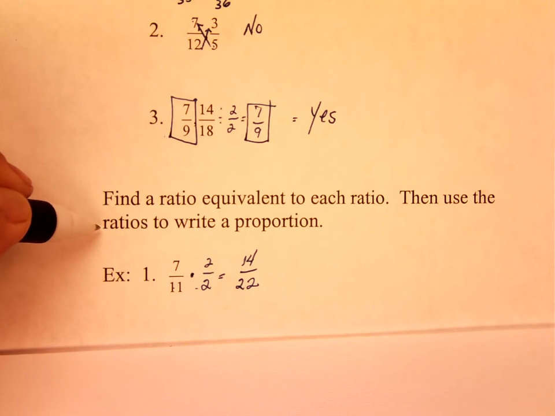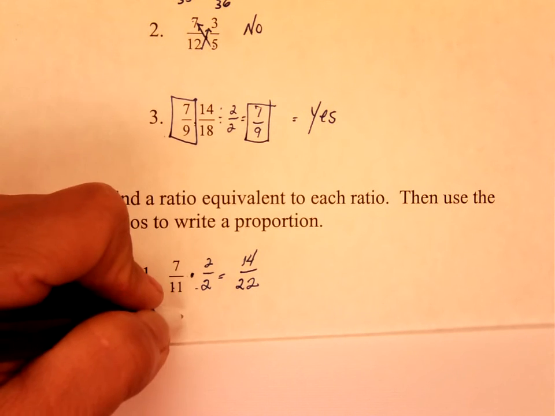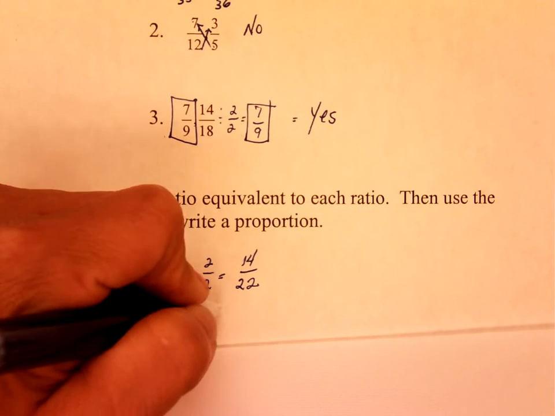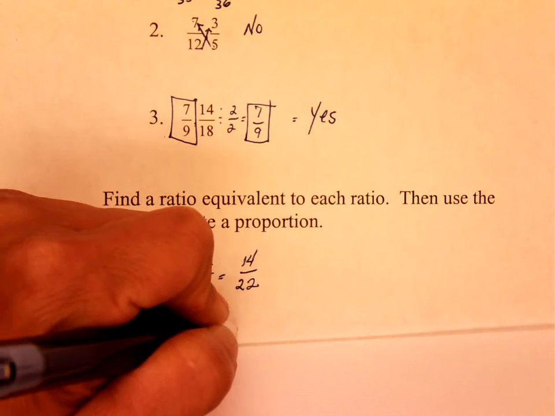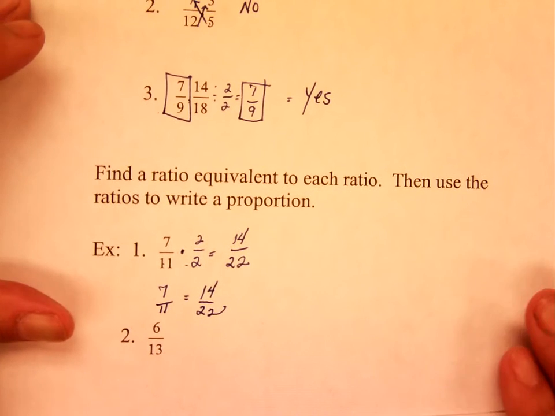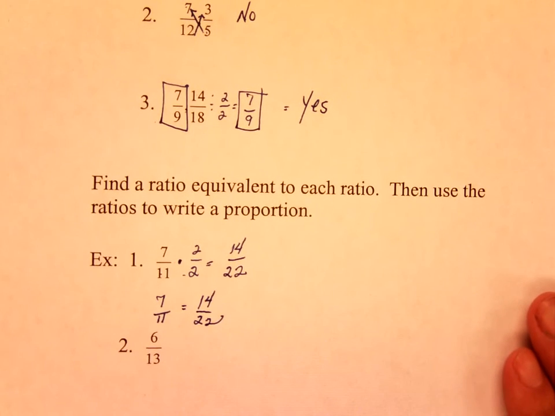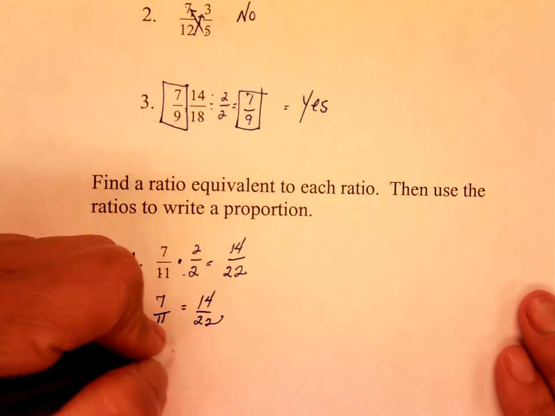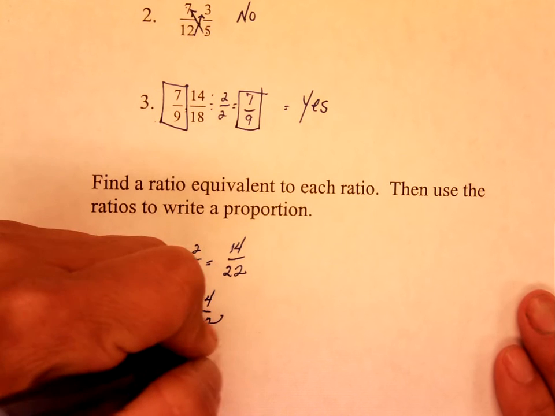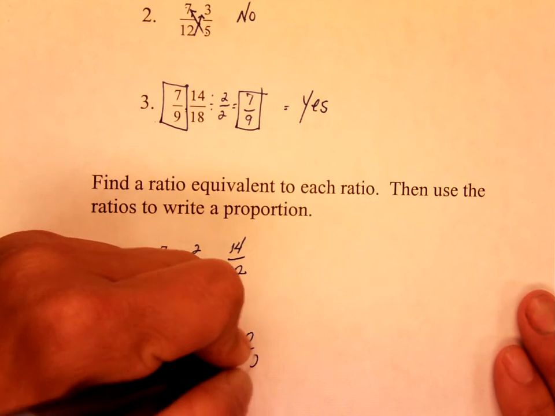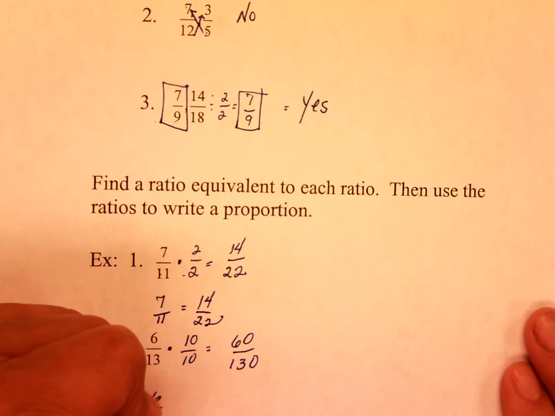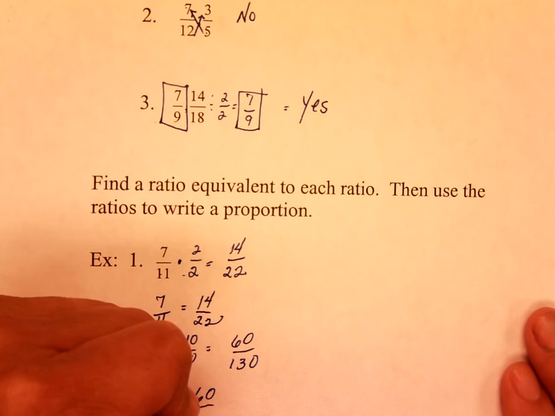But then the next direction says use the ratio to write a proportion. So you need to write 7/11 is equal to 14/22. Try number 2 on your own, and when you're ready, you can push play. So you could have multiplied by any number you wanted to. I'm going to multiply by 10 because that's an easy number to multiply. So then I have 60 over 130. And to write a proportion, you write 6 over 13 is equal to 60 over 130.